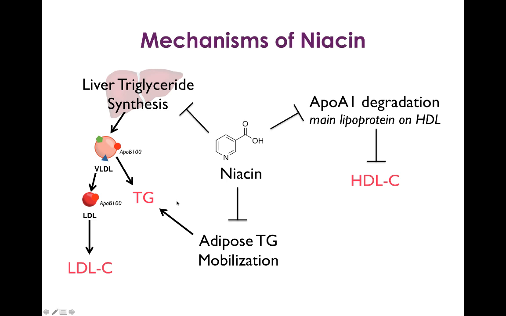The third major effect of niacin is it affects degradation of ApoA1. And ApoA1 is the main lipoprotein on HDL. So if you have less ApoA1, you have less HDL cholesterol. So by blocking degradation of ApoA1, it allows more ApoA1 to form HDL, and so you actually have higher HDL cholesterol with niacin. So niacin leads to lower triglycerides, lower LDL cholesterol, and higher HDL cholesterol.